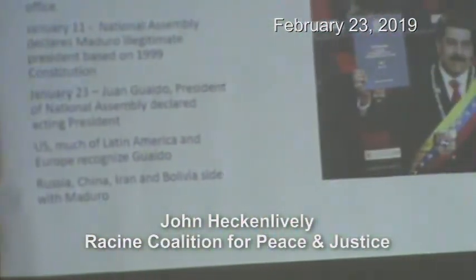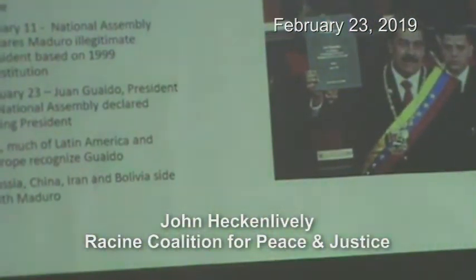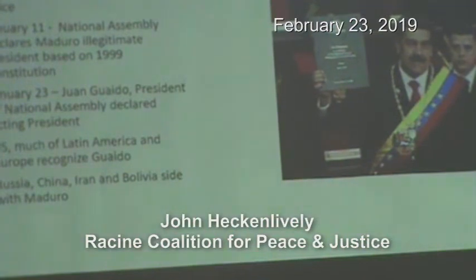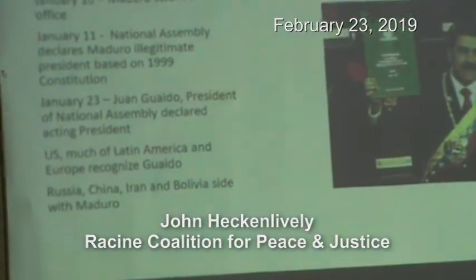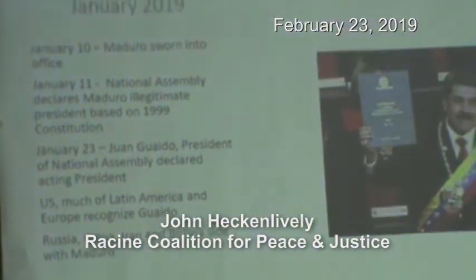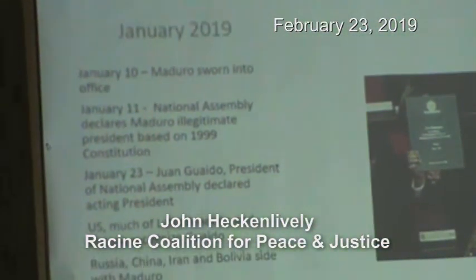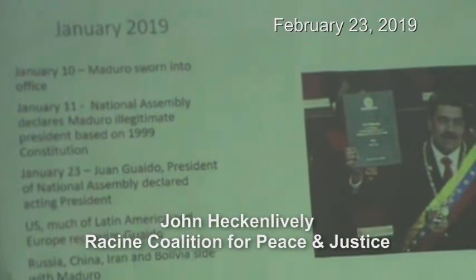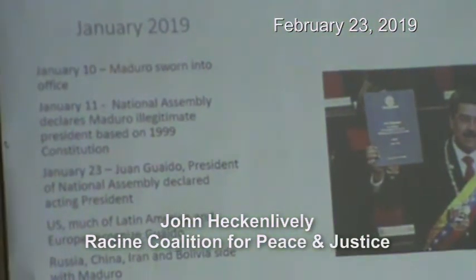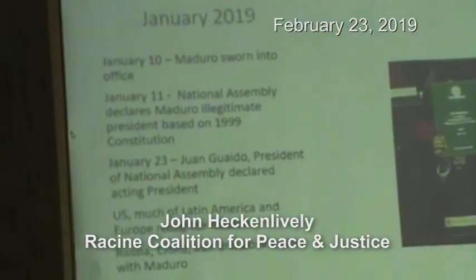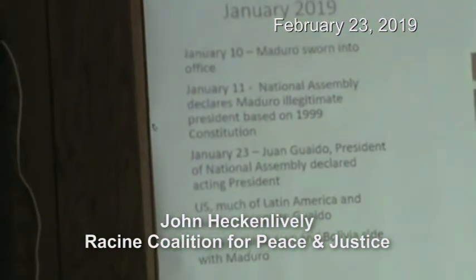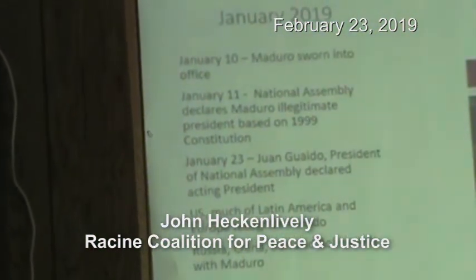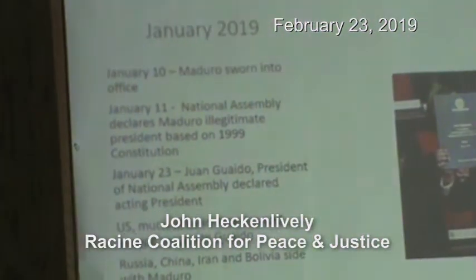And so we get to this year. On January 10th, Maduro is sworn into office. The very next day, the national legislature says that he is illegitimate. Two weeks later, Juan Guaido claims that he is the president of Venezuela. And the United States government, a lot of Latin America, and a pretty good chunk of Europe have sided with Guaido.